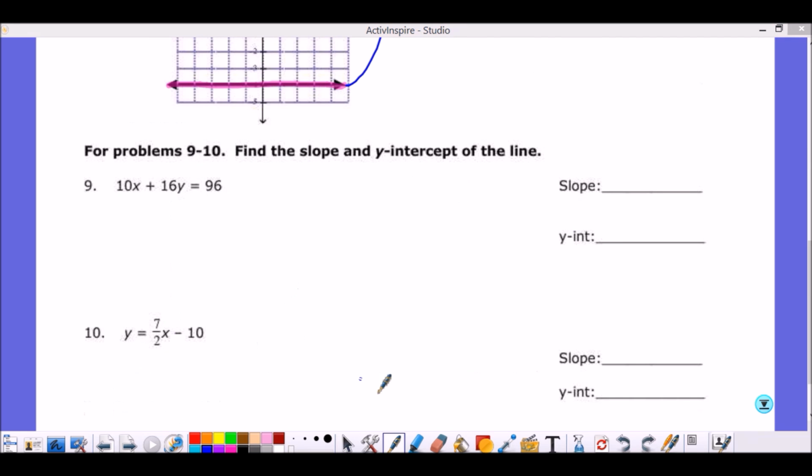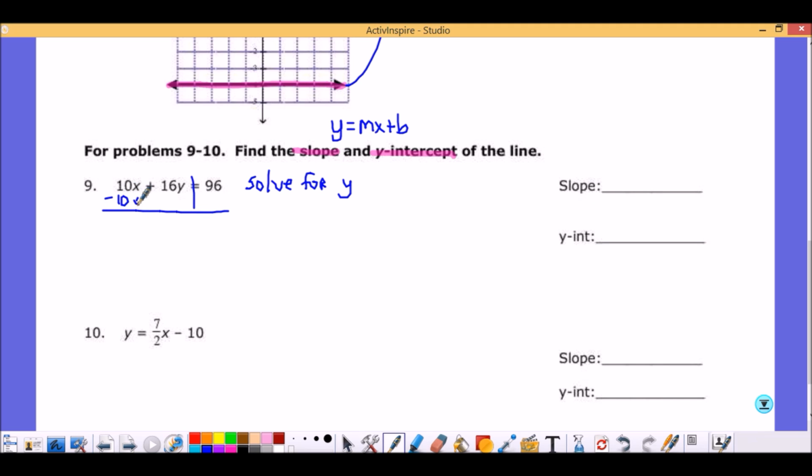For problem number 9 and 10, we're going to find the slope and the y-intercept. So remember, for the slope and the y-intercept, I need my equation in the y equals mx plus b form. So I need to get y by itself. So I'm going to solve for y first. All right, so now to do that, I'm going to get rid of the 10. So I'm going to minus 10x from both sides. Remember, 96 doesn't have an x, so I'm just going to move it to the side.